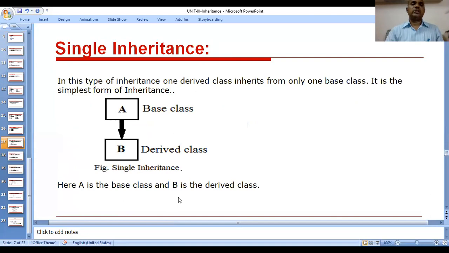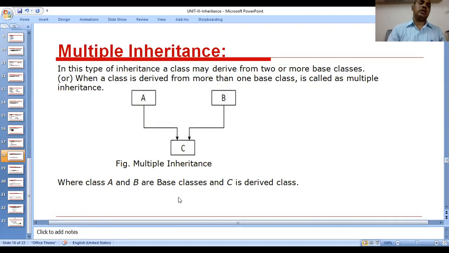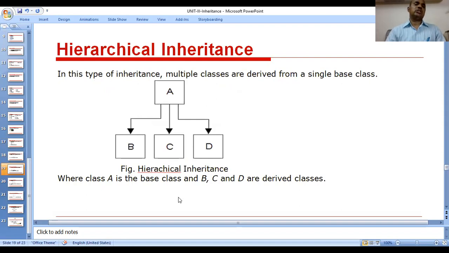We know the definition of single inheritance. This is the definition of single inheritance. Then this is the definition of multiple inheritance. This is the base. Then hierarchical inheritance.